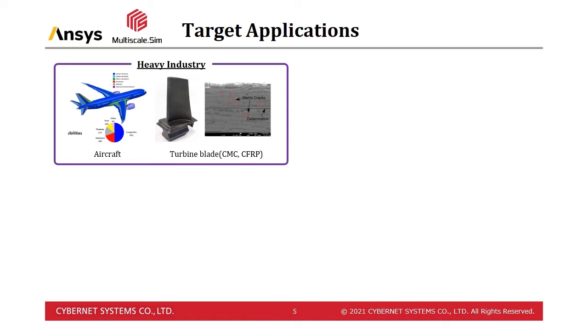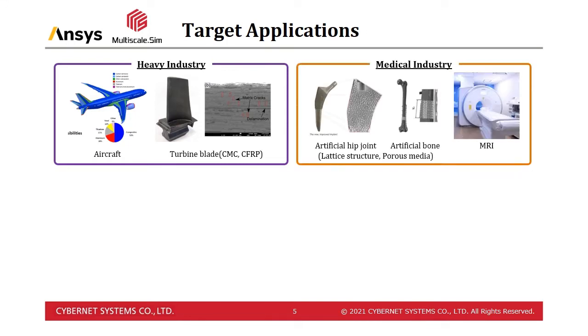However, damage behavior is not negligible in these materials. We are developing a new function to support analysis of such phenomena. Talking about the medical industry, CFRP is used in equipment such as MRI for its excellent electromagnetic wave permeability. Implanted materials like artificial hip joints and bones are constructed with lattice structures.